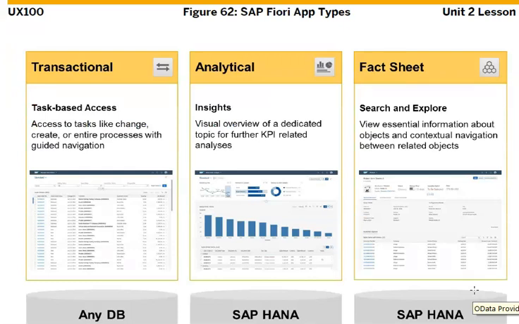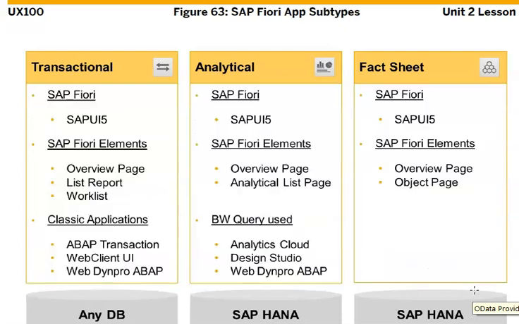Fiori application types are transactional, analytical, and fact sheet. If you want to get the data, you can get it from any database or from the SAP HANA database. From any database you can just see the data, but from the HANA database you can actually do the analysis of data and fact sheets also. There are a few more additions that we have. Inside SAP Fiori, we'll have this SAP UI5 application, and to access all these things it will be there.